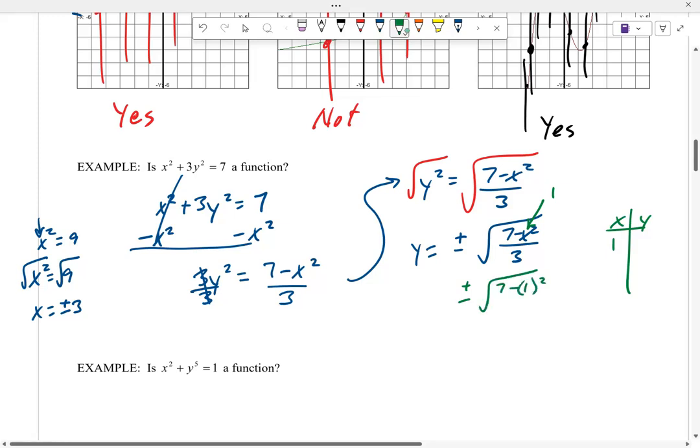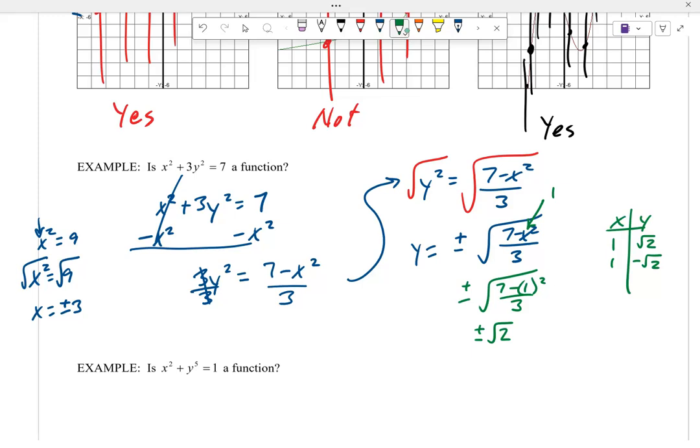Right, I'm testing this input here. So I got 7 minus 1, I got 6 over 3, I got 2. Plus or minus the square root of 2. I have two values. I have the square root of 2 and I have the negative root 2. Both of them for an input of 1. So for that input, 1, I have two outputs. I have a plus and a minus y for that.